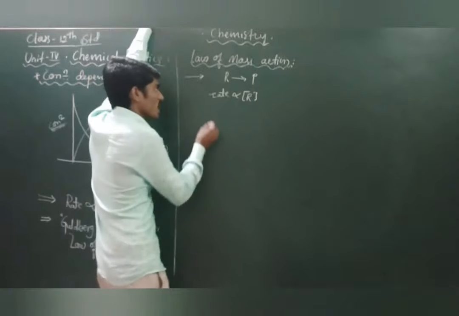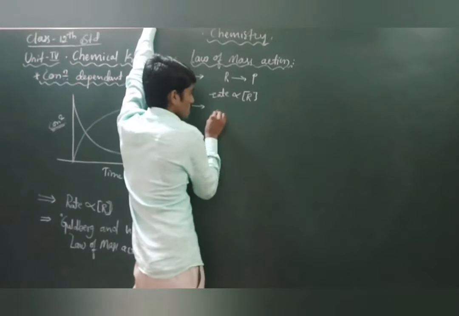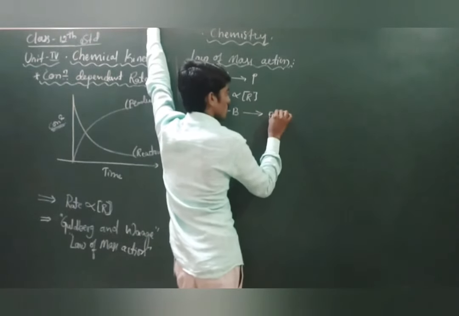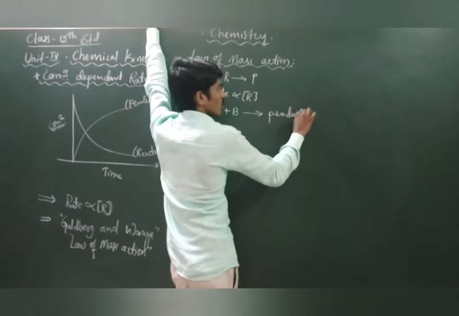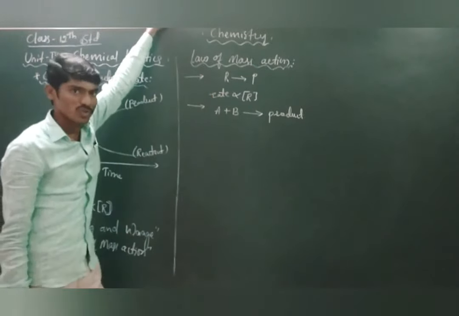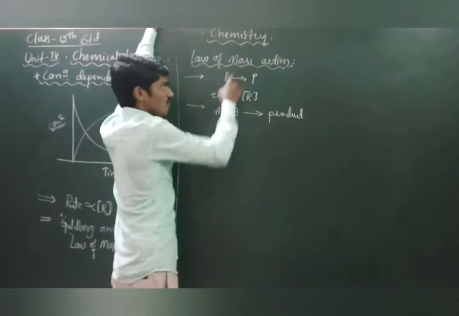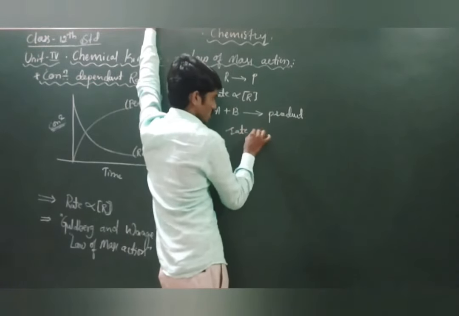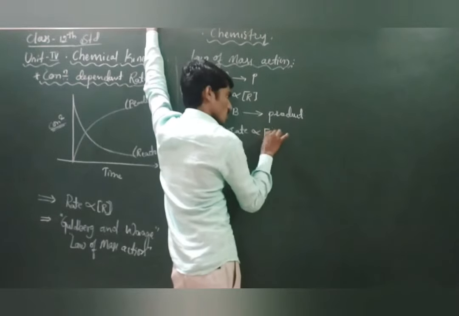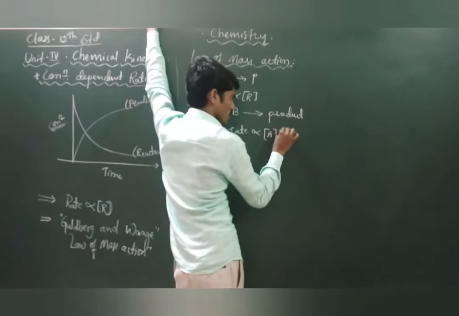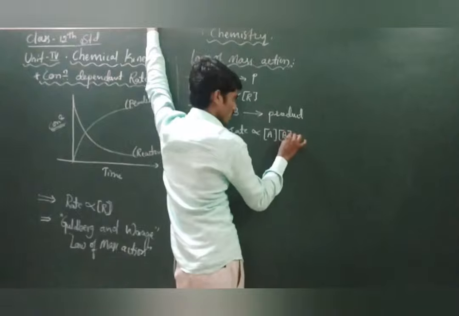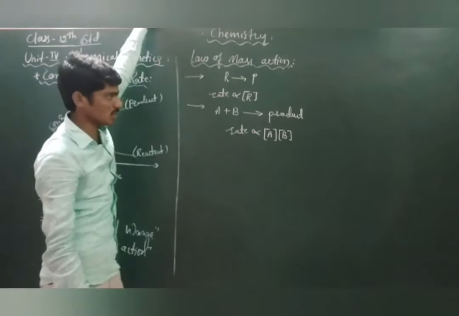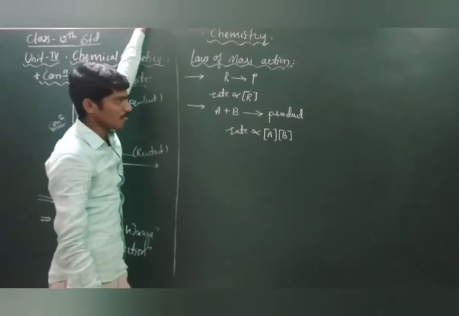If I consider another general reaction, A plus B, which gives rise to product, then according to the law of mass action we can write the rate expression: rate is directly proportional to the concentration of reactants A and B, there are two here. So, the product of the concentrations of the reactants.